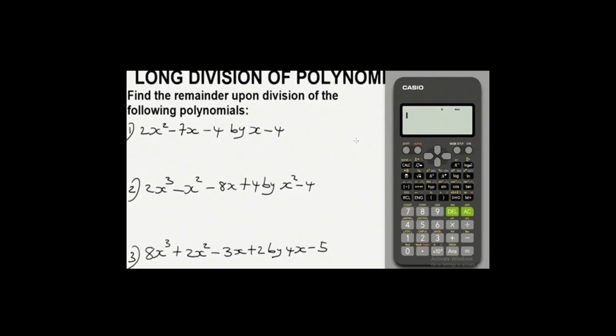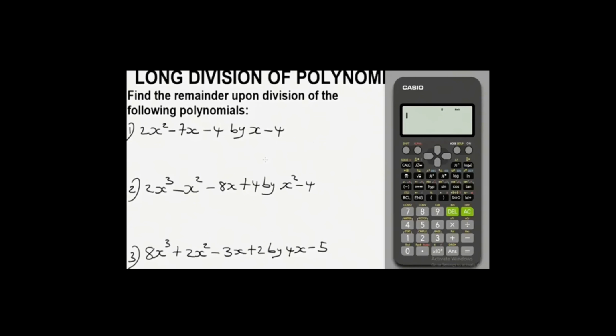This is the calculator we're working with, so let's look at question 1. The question says we're asked to find the remainder upon division of the following polynomials. We have 2x squared minus 7x minus 4 by x minus 4. That means this polynomial is being divided by x minus 4.